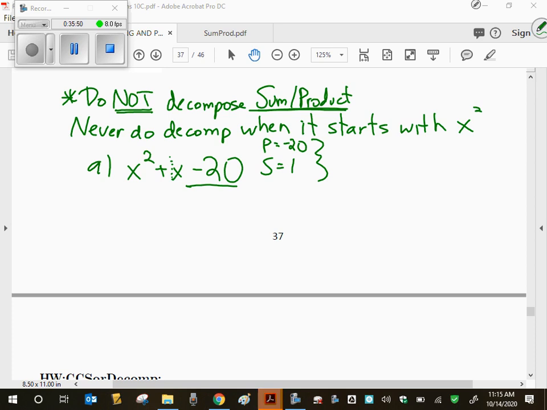Go ahead and do this question. You just had a quiz on it on Friday. You don't want to complicate this and make this one 3 times harder than it is. If it starts with x squared, it's not decomp.